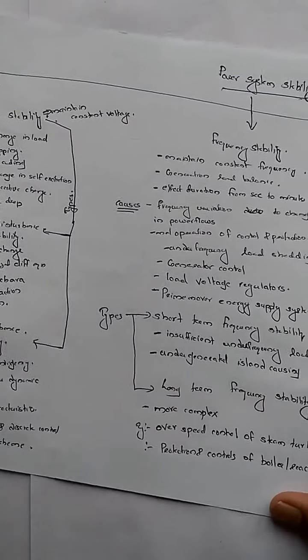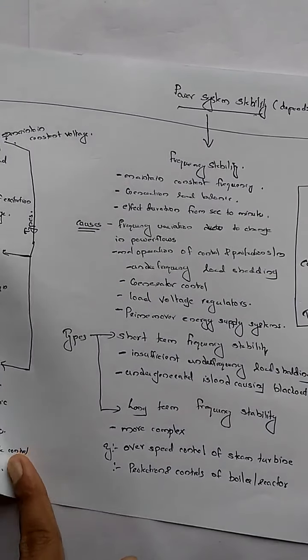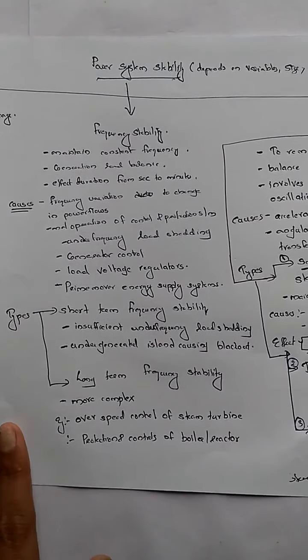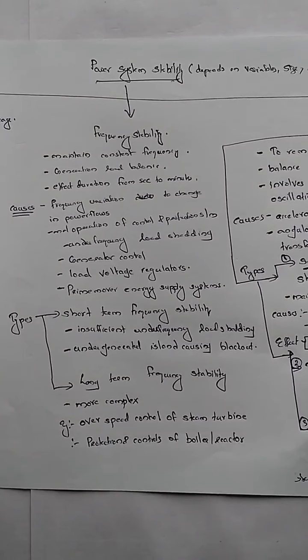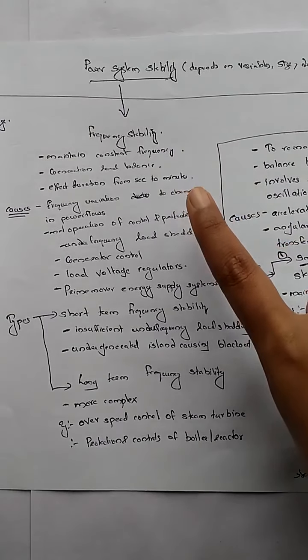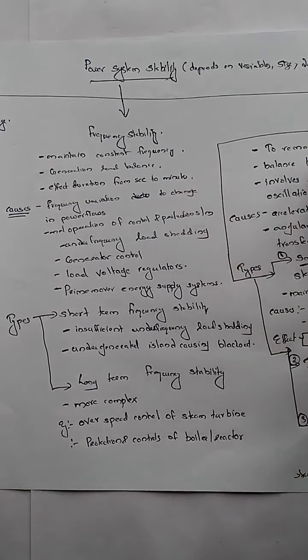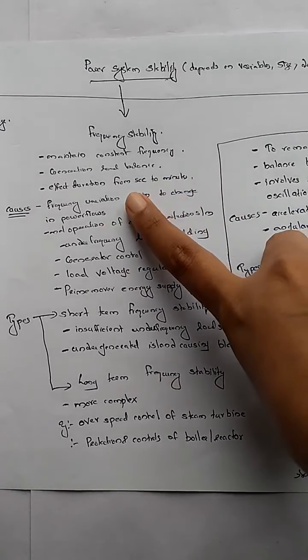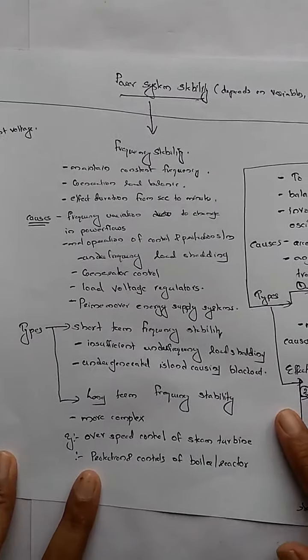Okay, and next comes frequency stability. As the name itself denotes, we have to keep our frequency constant. Last class I said it can be plus or minus 3%, but it is not like that. The correct range is that we should keep it from 49.5 to 50.5, that is plus or minus 1% alone is applicable for frequency stability. This is also kept constant by the generation and load balance that we will discuss in this class itself. Okay, and the cause of this frequency variation is the change in the power flow.